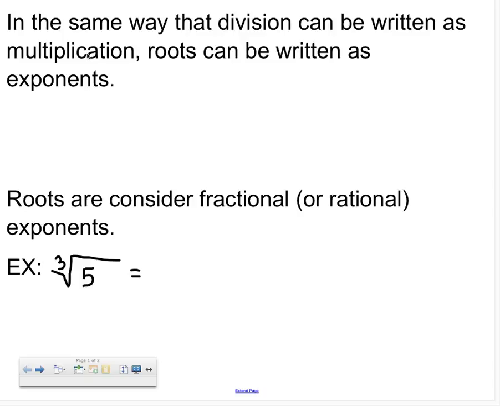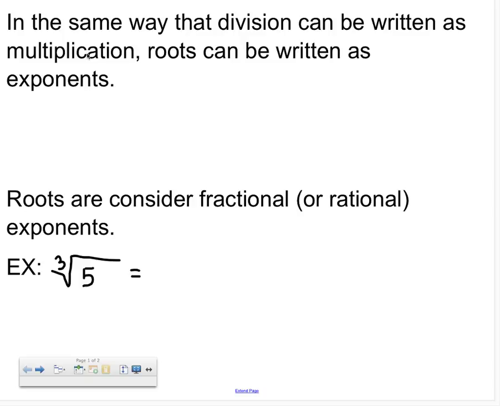The opposite of the square root of 4 is 4 squared. The opposite of 5 cubed is the cube root of 5, and of course the opposite of the cube root of 5 is also 5 cubed. So they have this sort of play of opposites with each other. And because of that, we can actually combine them together. We can write our roots as exponents, and we can write our exponents as roots in some cases.